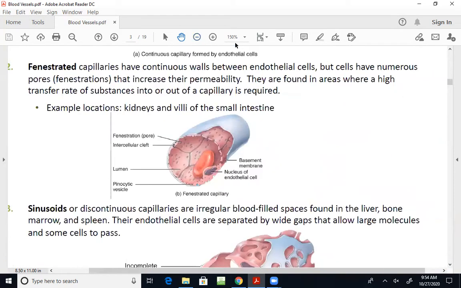And that is why we find them in areas where we have to transfer a lot of substances into or out of a capillary. Places like our kidneys, which is where we're filtering our blood, making urine, pulling stuff out of it, a lot of water, a lot of wastes in order to get those things out of our body. And then the villi of our small intestine, we'll be talking about that in our next unit, which is the site where we absorb most of the stuff that we ingest, which includes water and glucose and proteins and that kind of stuff. That's where we bring those things into our body.